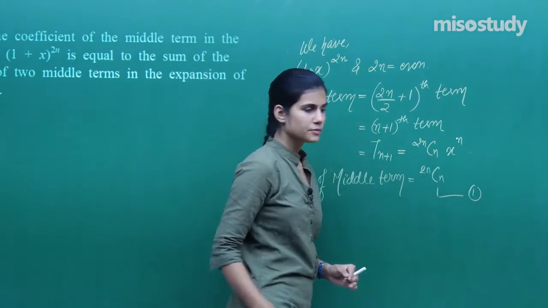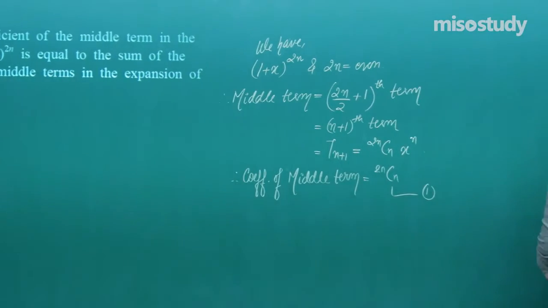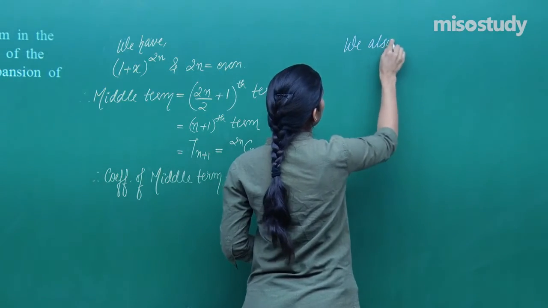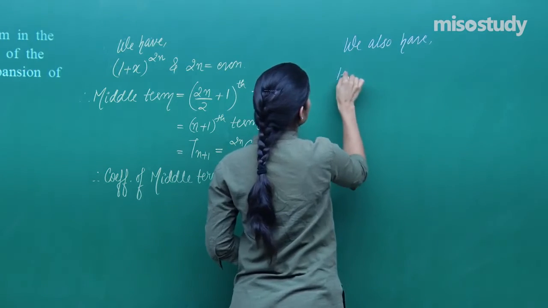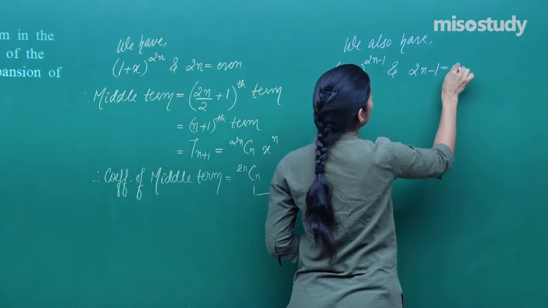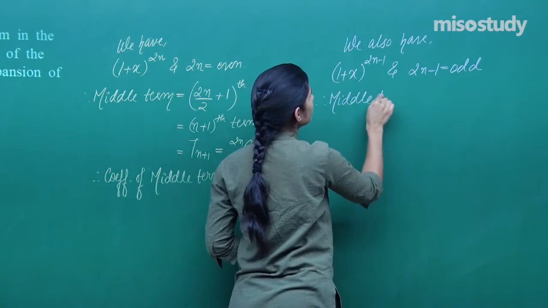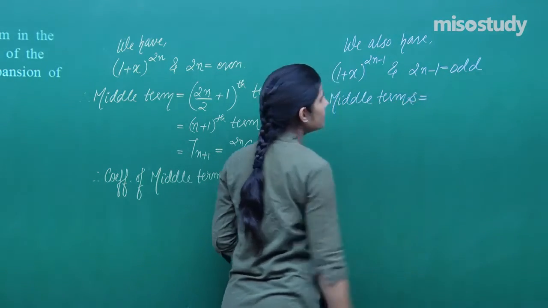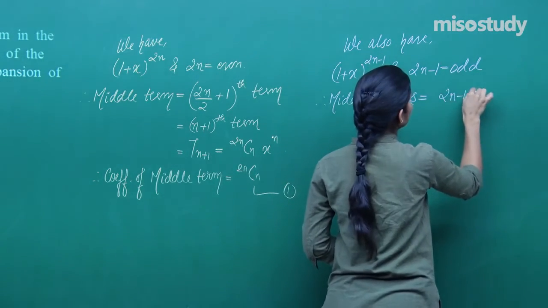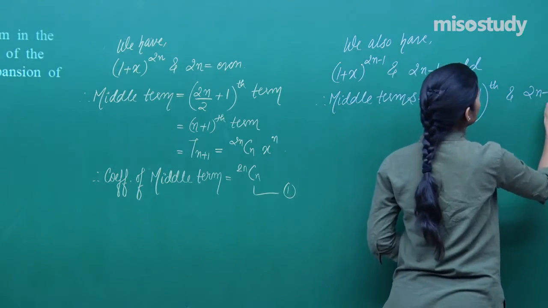This is the coefficient. Next we have 1 plus x to the power 2n minus 1. If 2n is even, 2n minus 1 is odd. We also have 1 plus x to the power 2n minus 1, and 2n minus 1 is odd. Therefore, we are going to have two middle terms. Middle terms will be what? 2n minus 1 plus 1 by 2 and 2n minus 1 plus 3 by 2.